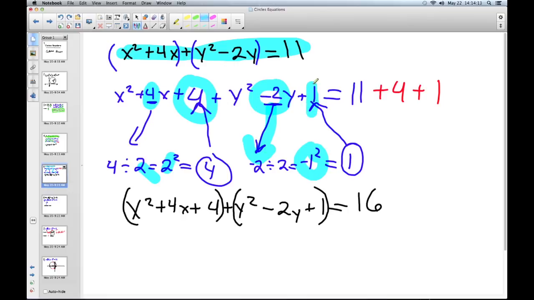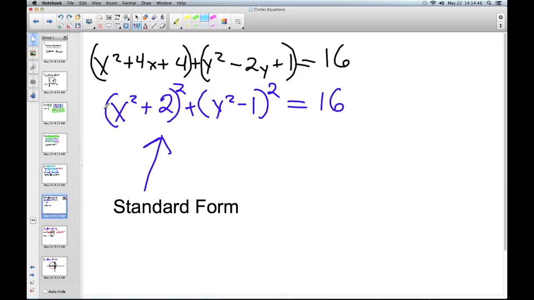So we can't just mess with one side of the equation without balancing the other side. So if we add 4 here, we also have to add 4 here, and if we add 1 here, we also have to add 1 here. So then our equation turns into x² + 4x + 4 + y² − 2y + 1 = 16. And this will all make sense in the next slide, because we need this to do what we need to do there.